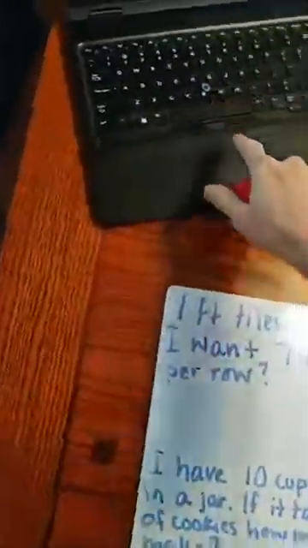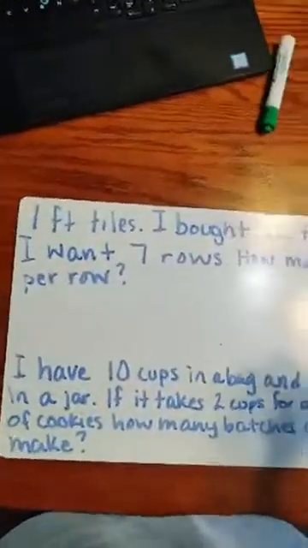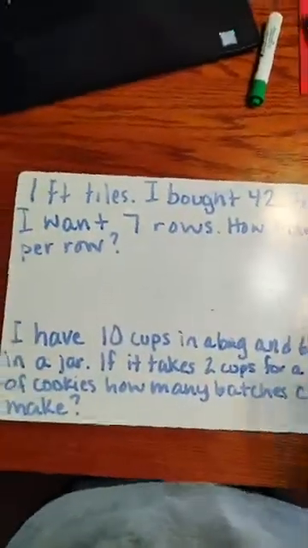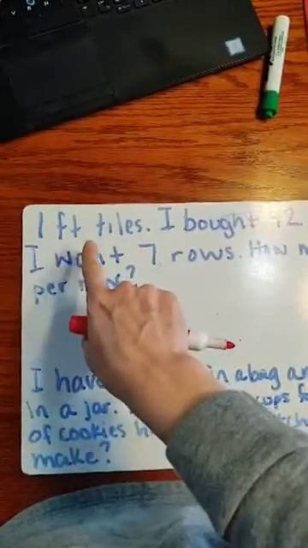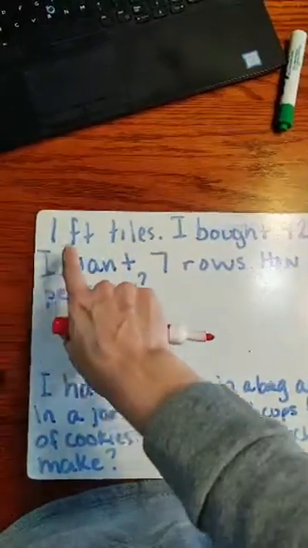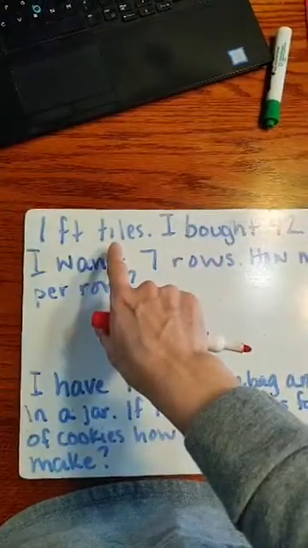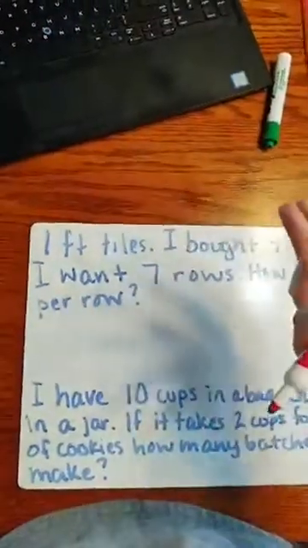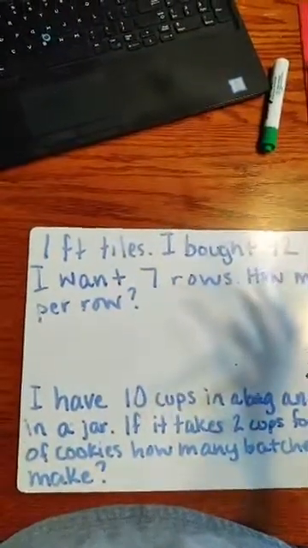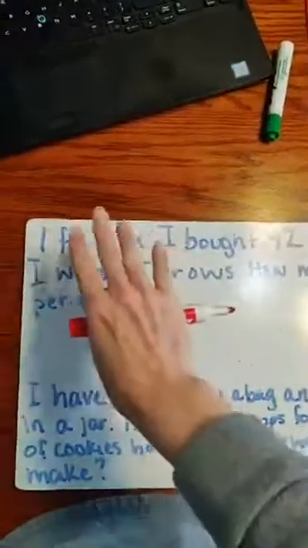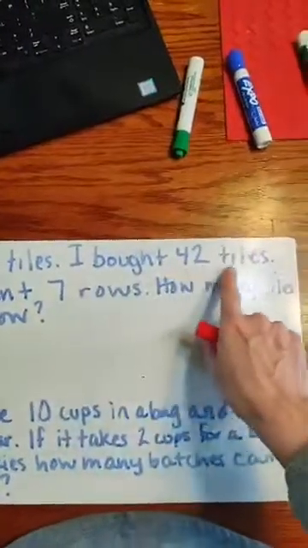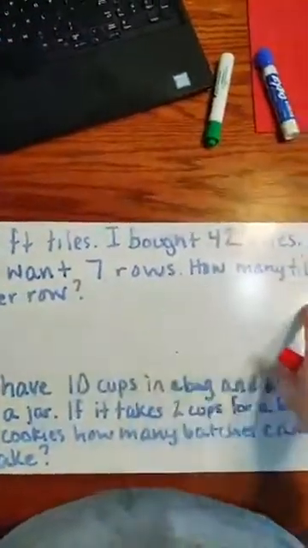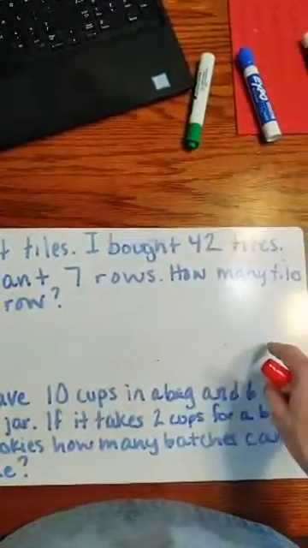All right, let's take a look at an area problem. Okay, right here we have an area problem. You can usually tell it's an area problem if they tell you how big something is. So they told us I have 1-foot tiles. Okay, they've told us that. That just helps us know that we don't have 2 steps here. We're not going to use the 1-foot tiles part. So I bought 42 tiles. I want 7 rows. How many tiles per row?